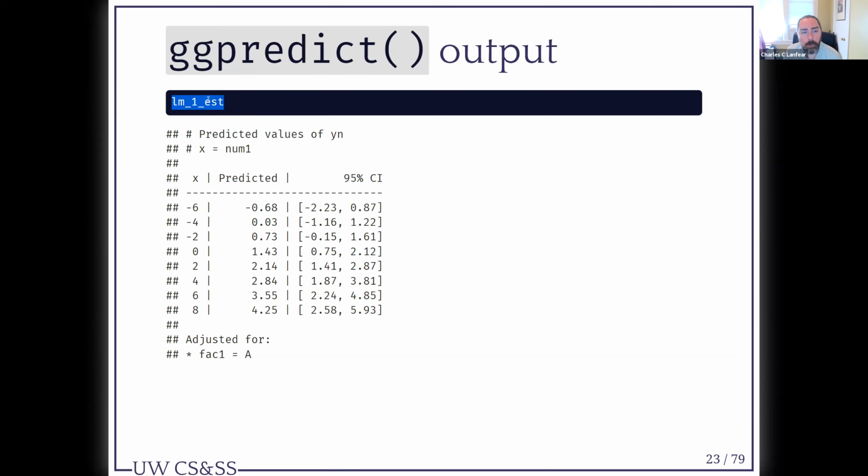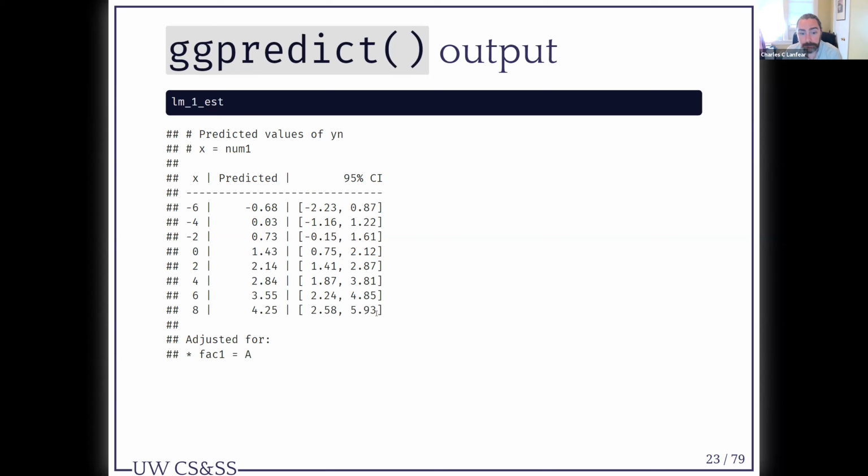If I look at lm1est, it's going to produce a nice printed output that's going to say these are predicted values of y. X is the num1 variable, and these are different values of x that it generated predicted values over. So it went and looked at the range of the x variable and started at pretty close to its minimum value and went to pretty close to its maximum value, and then picked a bunch of evenly spaced values from the minimum to the maximum.